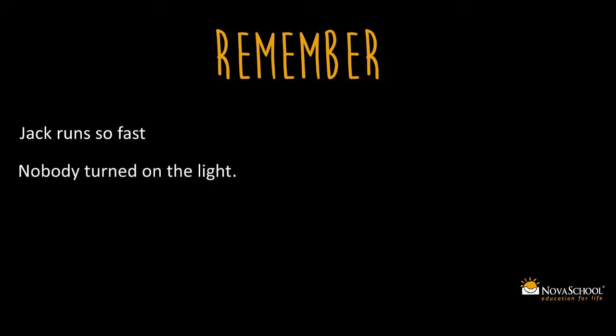Remember, some verbs do not have an object, so we can't turn them into passive. For example, Jack runs so fast. If the active sentence begins with no one or nobody, the passive sentence will be negative. Nobody turned on the light. So the passive sentence will be The light was not turned on.